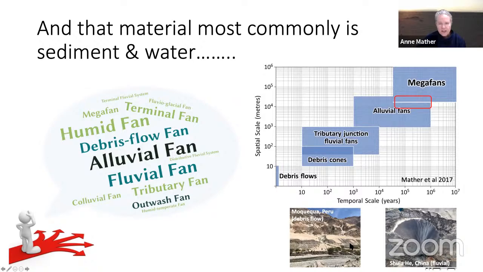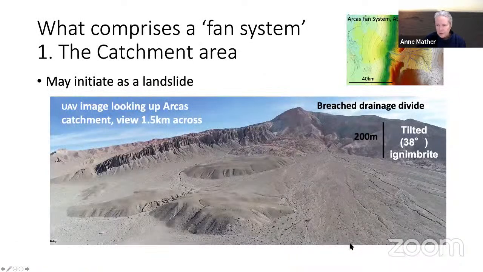So if we stand back a little bit and think about what an alluvial fan is, we very often forget, at least in a lot of geological literature, that there's a catchment area. That catchment area is obviously part of the fluvial record and a really important part of the fan system, because that's where all our sediment comes from. And this may initiate very typically as a landslide.